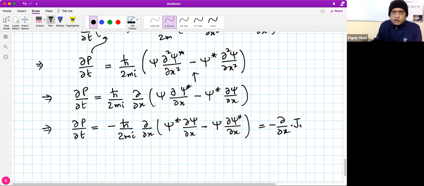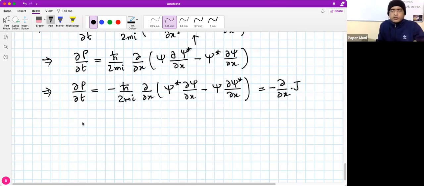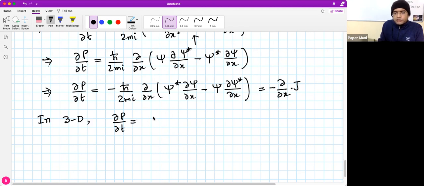Now what is j here? This is in 1D. We have solved the whole equation in 1D, but you can also do the derivation in 3D. In 3D, this will become minus, and this is a kind of gradient here. In 3D, it will have this divergence. We'll take a divergence here, and this is what we were looking for so long.